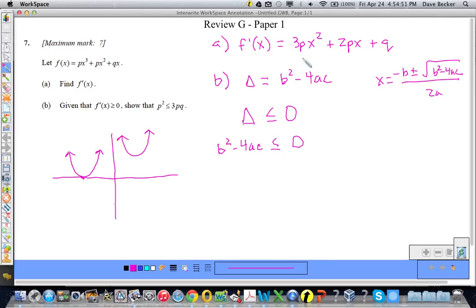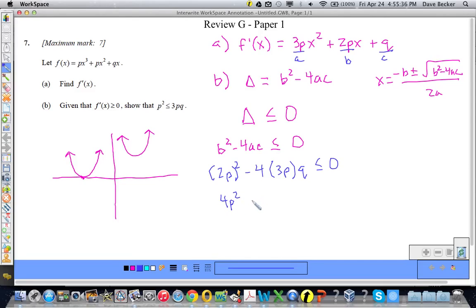And remember, a, b, and c are the coefficients of our quadratic. So here is my a, here is my b, and this is c. So we're going to put that into the discriminant: b squared, so 2p squared, minus 4 times a, which is 3p, times c, which is q, is less than or equal to 0. And we have to show that p squared is less than or equal to 3pq. So what we really have to do here is just solve for p squared. So that's the hard part's over.